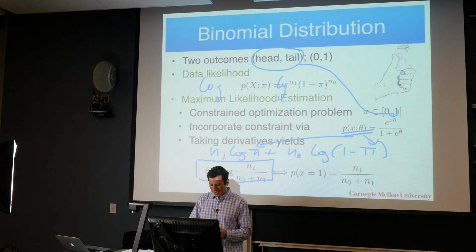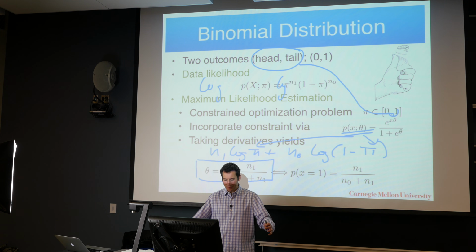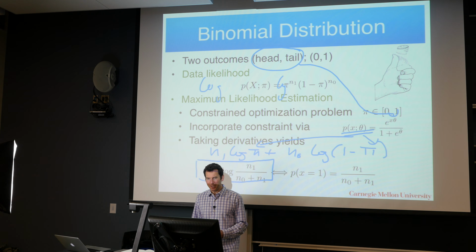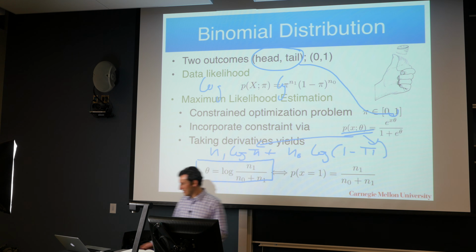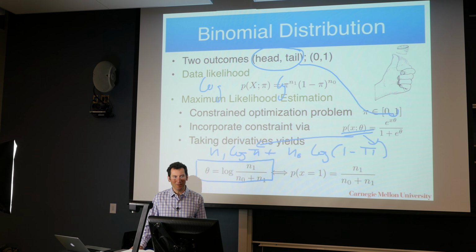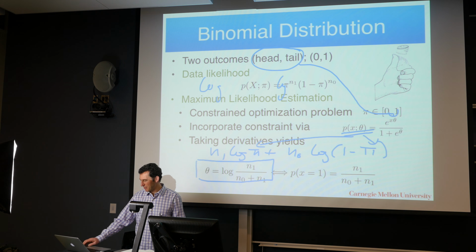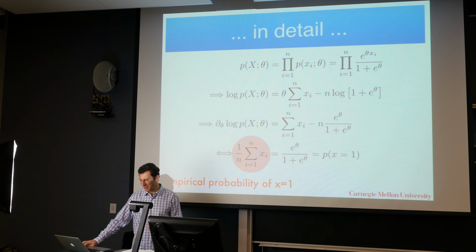Okay, good. But basically, if we do this and plug it back in, we'll see that p of x equals 1 gives me n1 over n0 plus n1. Duh. It's not particularly exciting. This is the thing that you would have done anyway. It's basically just counting the number of occurrences of, let's say, heads, divided by the number of occurrences of tails plus heads. Okay. So at least now we have a mathematical reasoning for this. And yeah, okay, here's the entire thing in a lot more detail.